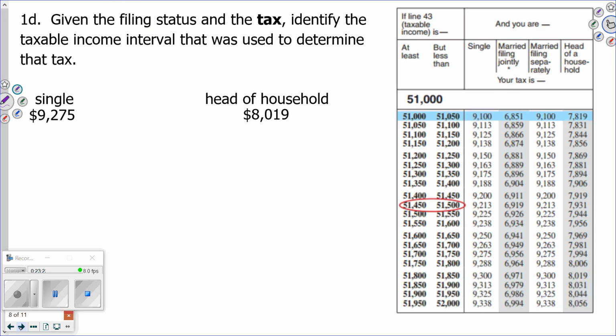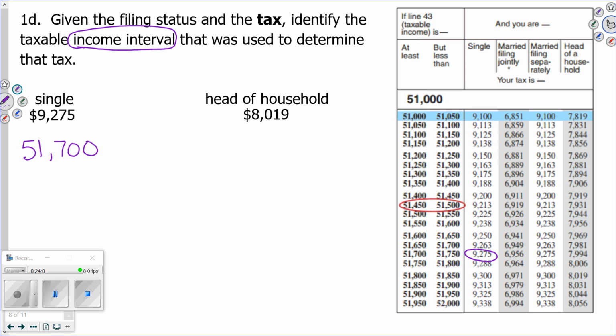All right. How about 1D? Given the filing status and the tax, identify the taxable income interval. There again is that income interval. It's got the inequalities on it that was used to determine that tax. So can you find the tax for a single $9,275? Okay, so you want to look at the single column, and I'm trying to find 9,275. Good. So you're just writing that interval for me.